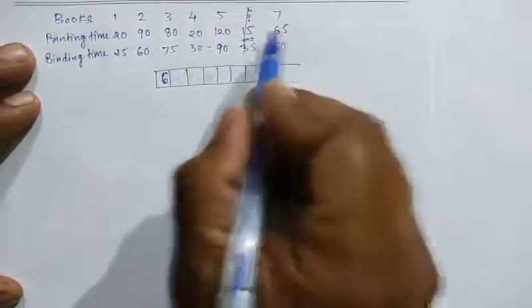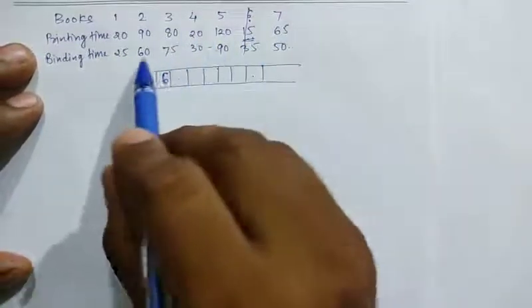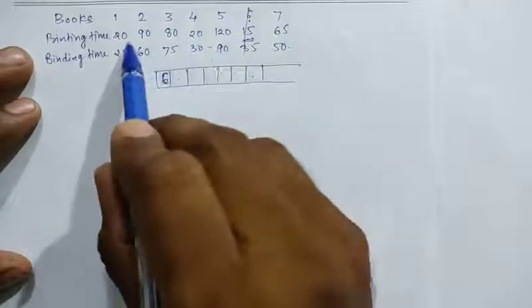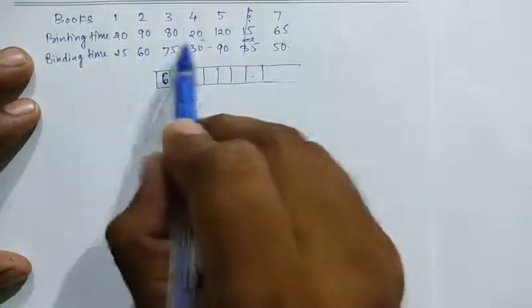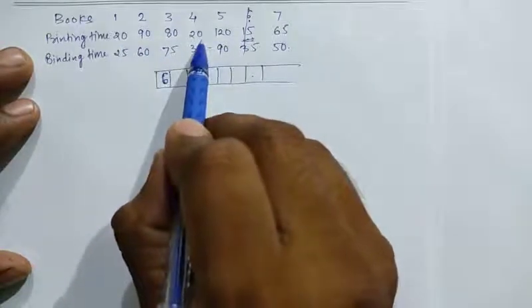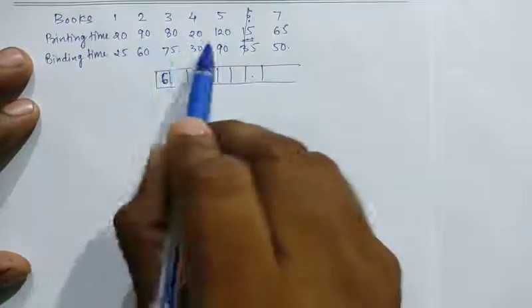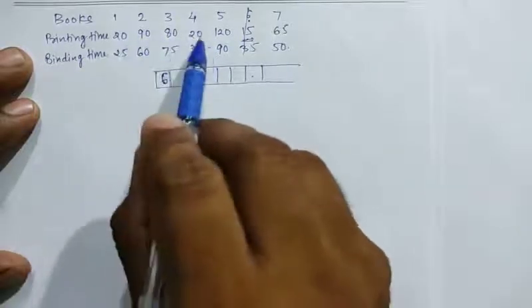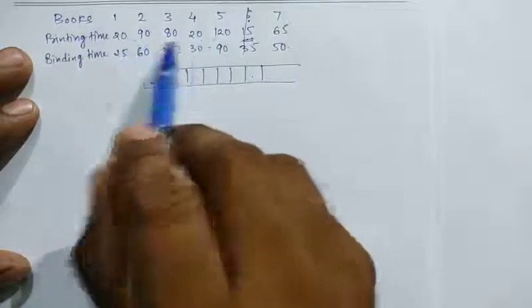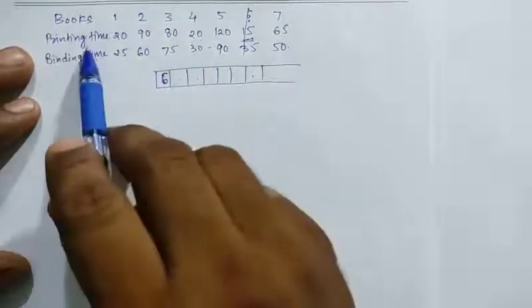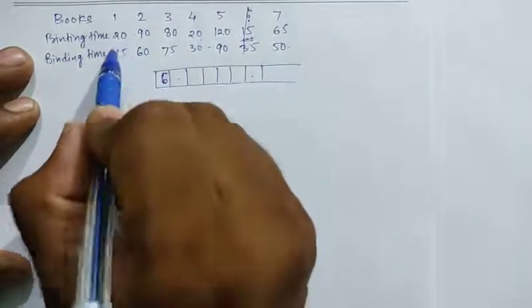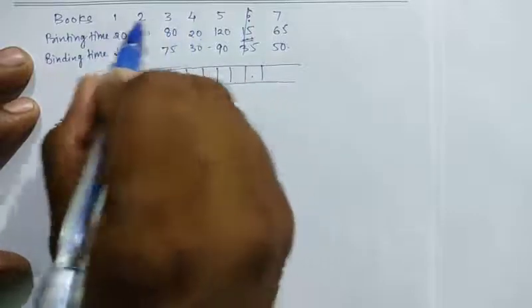In the remaining table, what is the minimum value? Here is 20, and here is also 20. So there is a tie among the 20s, but this 20 is for machine M1. So we go through serial.